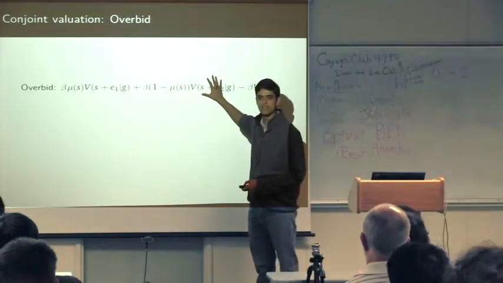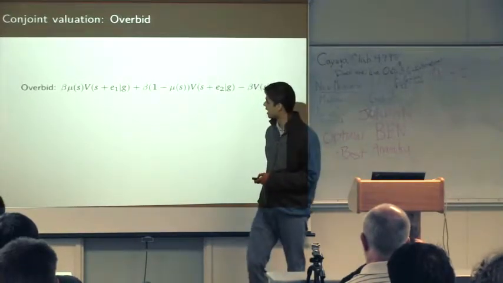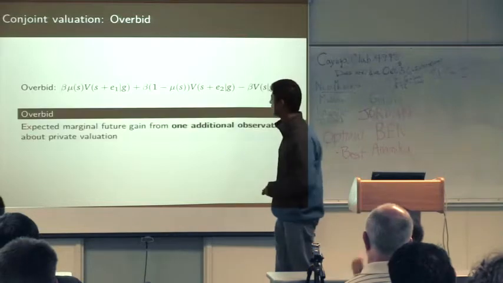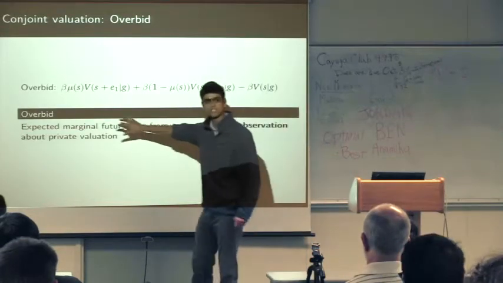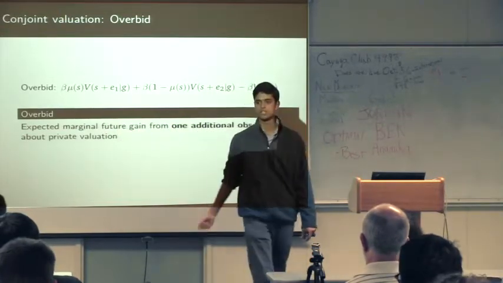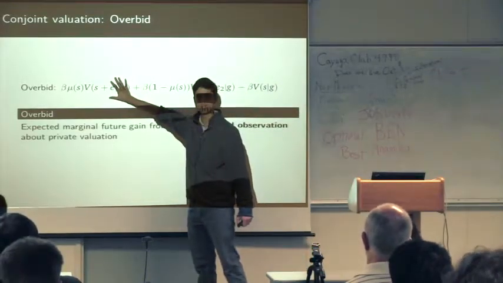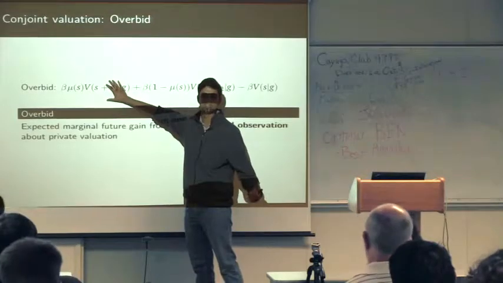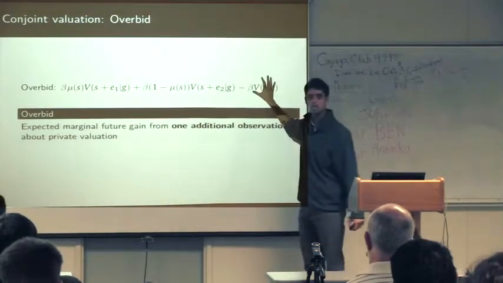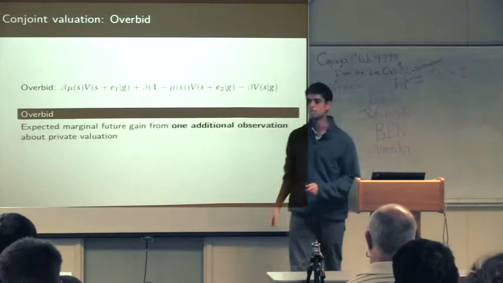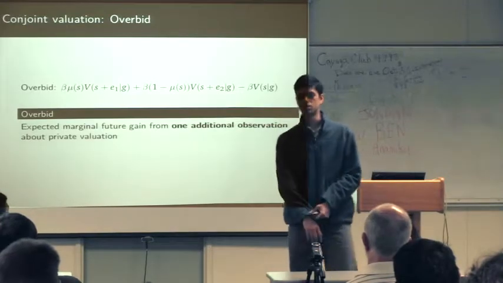This denotes the value for information, and it's very easy to see that the overbid is basically the expected marginal value of one additional observation. This is what you would get if you had one more observation, compared to your current future value, and so this is just the expected marginal value of one additional observation.